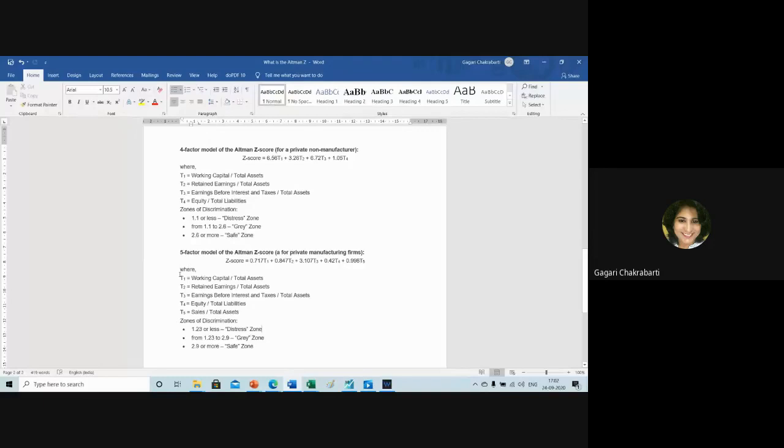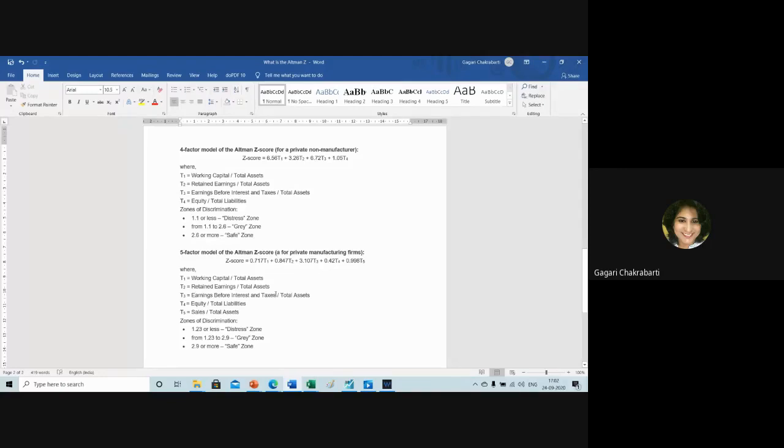So, there are 5 different areas and that could be easily done in Excel. The first one is the working capital by total asset. Working capital is the net working capital. So, liquidity. Retained earning by total asset, the second area. Third area is earning before interest and taxes by total assets.